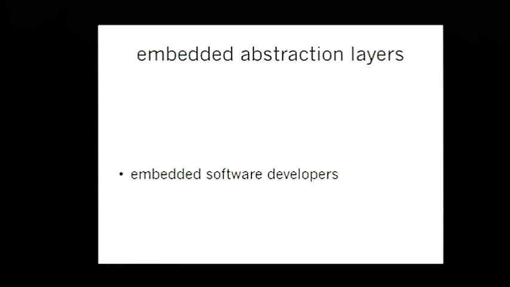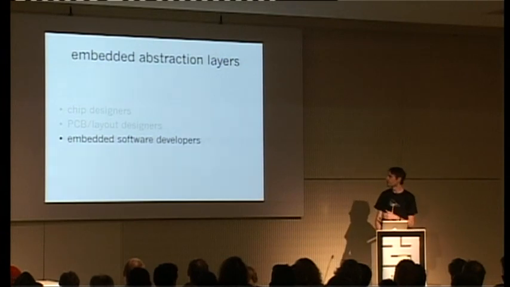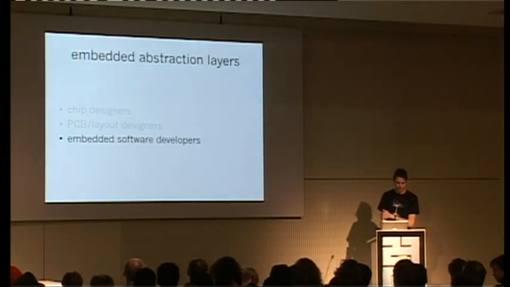In particular, when I talk about the human element or the human abstraction, I'm looking at the different types of engineers that are involved. So you might have chip designers that design the ASIC. You have PCB designers that deal with the layout of the little green board. And then you have the actual embedded software developers. So each of these might require different interfaces, and that's a lot of what we're going to be looking at.